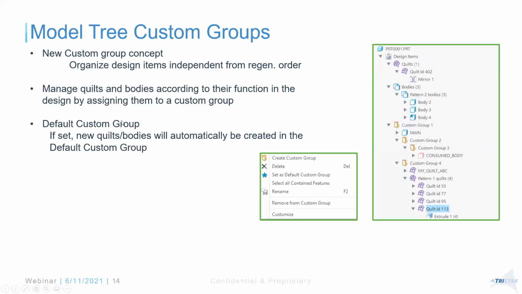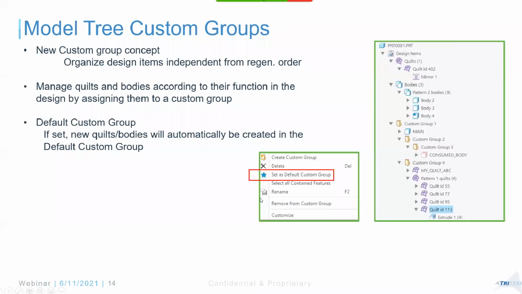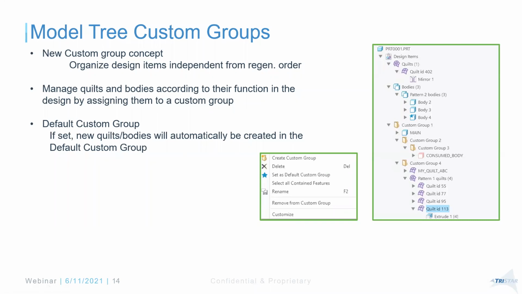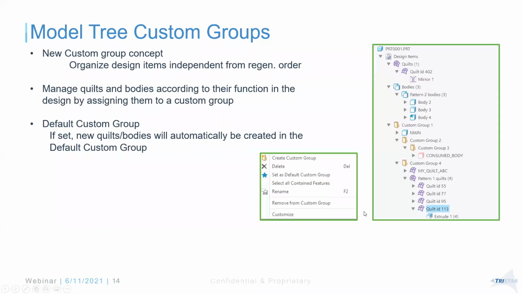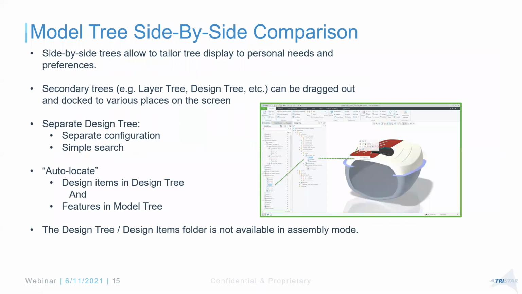You can create your own custom group. You can enable them in the filter. You can even drag it out as a separate tree. You can even set that moving forward, this should be my default custom group. So any quilt or body I create, I would like you to put those geometries right inside of that. It's almost like activating a layer, right? It's very similar technology here, but you're saying, I want to activate this, and moving forward, whatever I do should go into that. So again, remember, this is the design items tree. Your model tree is still the same as before. You still have your feature order and everything, but regardless of the regeneration order, you have some control, right?